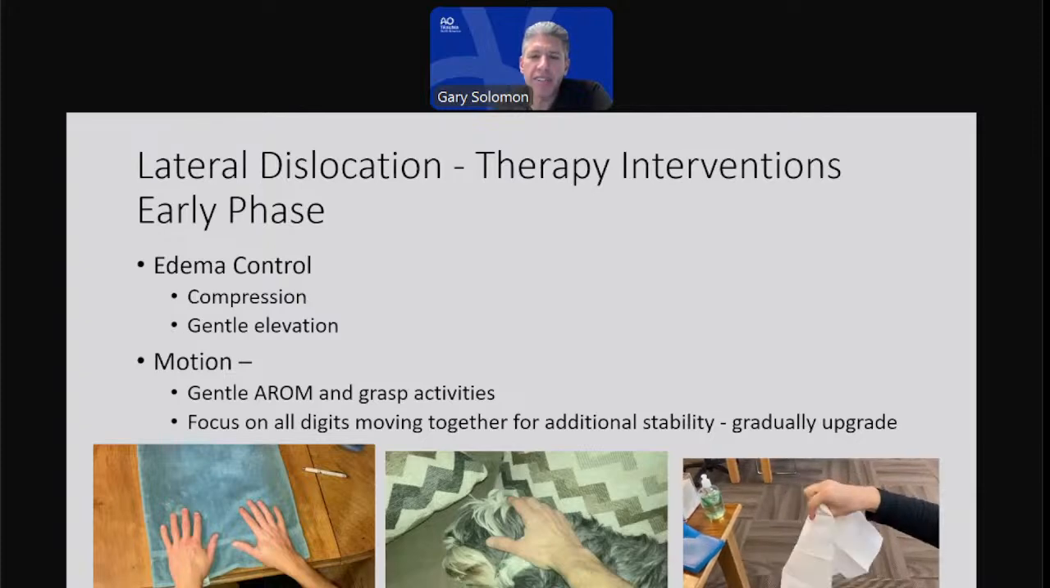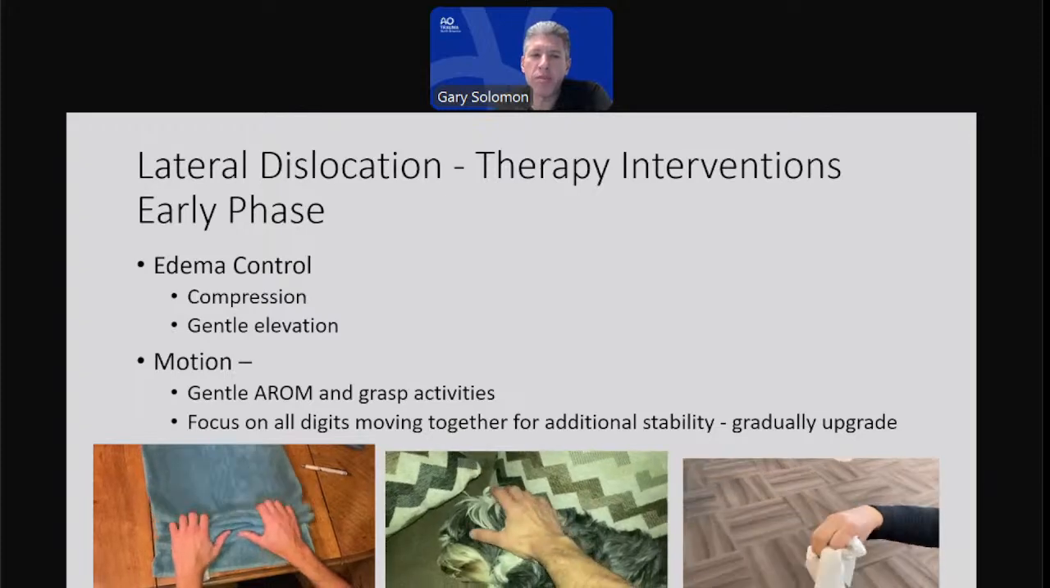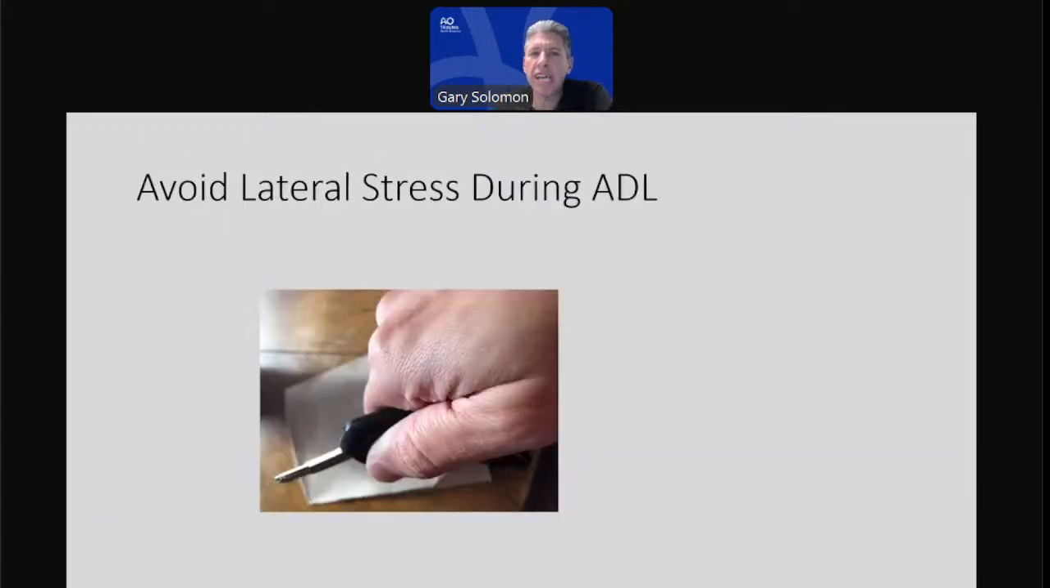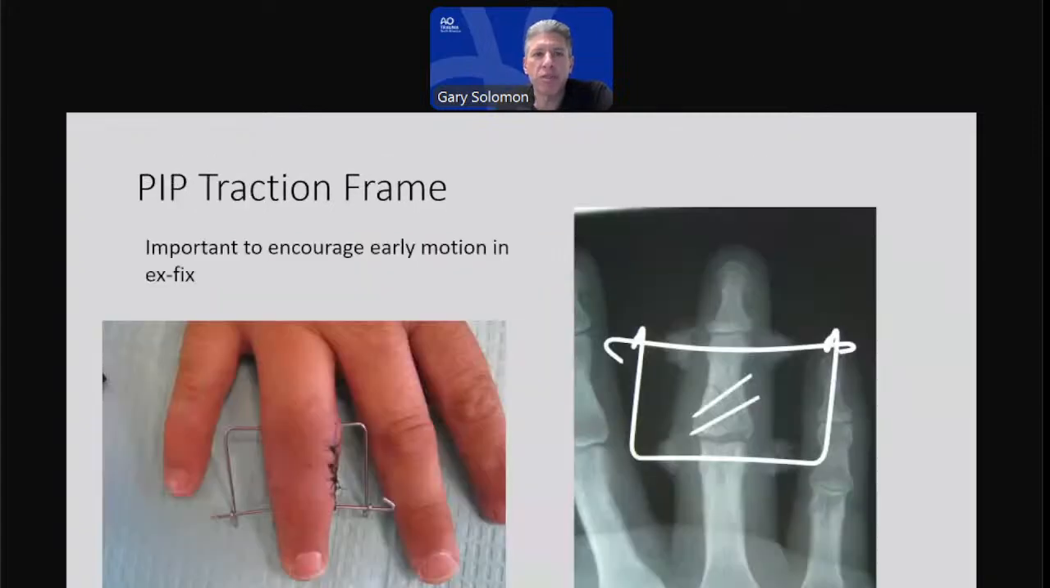If there is lateral insufficiency, it's always good to start moving with the fingers together at once before individually, and then always protect against that lateral stress during ADLs. And then we see a lot of these now, the traction frame. So I'll walk you through the process with these as far as rehab.